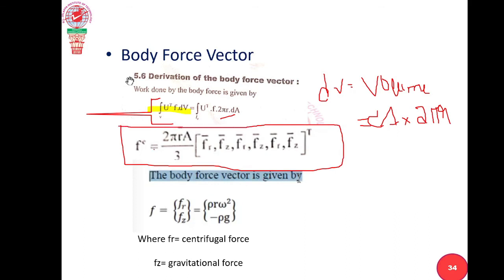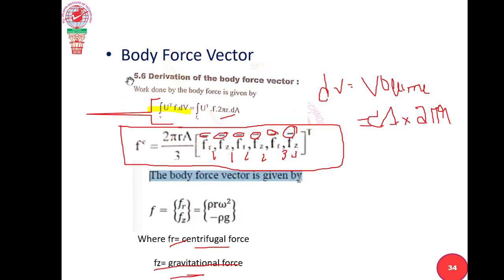That is 2 pi r into A divided by 3 times Fr, Fz, Fr, Fz, Fr, Fz. That is nothing but Fr1, Z1, Fr2, Z2, Fr3, Z3, bar. What does this bar stand for? With respect to the centroid of the element. So what are Fr and Fz? Fr is centrifugal force, and Fz is gravitational force.